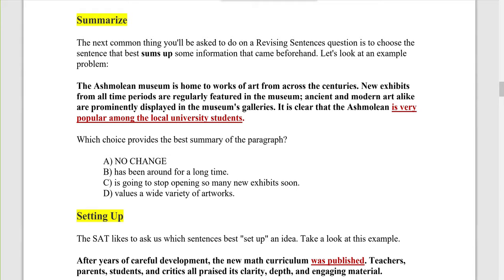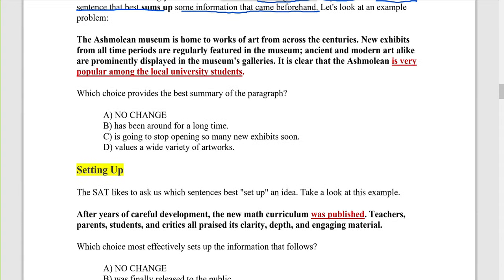Summarize. Okay, we have seen that a lot. The next common thing you will be asked to do on a revising sentences question is to choose the sentence that best sums up some information that came beforehand. Let us look at that example, okay? And then I'm going to ask you for an answer.